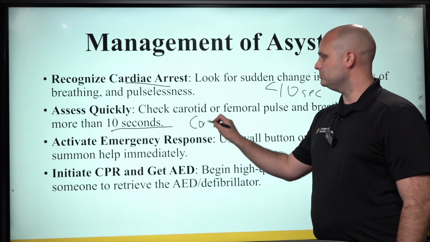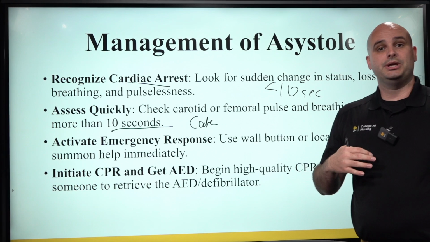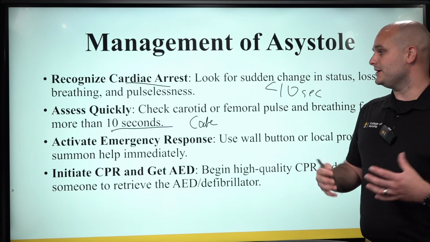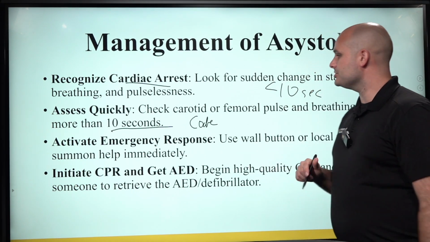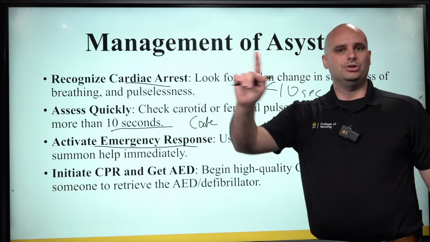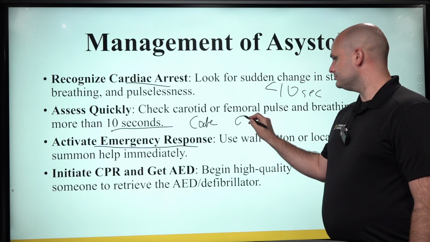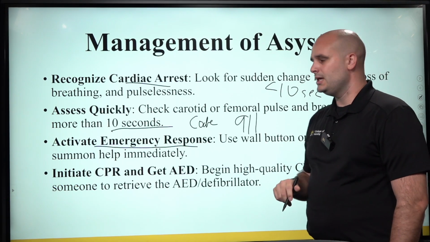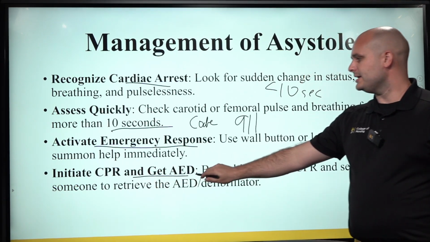After we do that and we see they're in asystole, if we're in the hospital, we're going to call a code, push the button. If we're in the outside world, say we're at a Walmart, Target, wherever you guys shop, we're going to activate the emergency response system. How do we do that? You call 911. We're going to initiate CPR and get an AED.